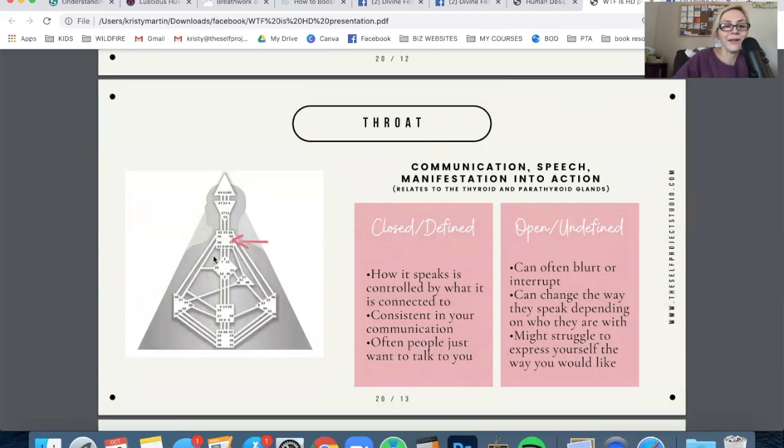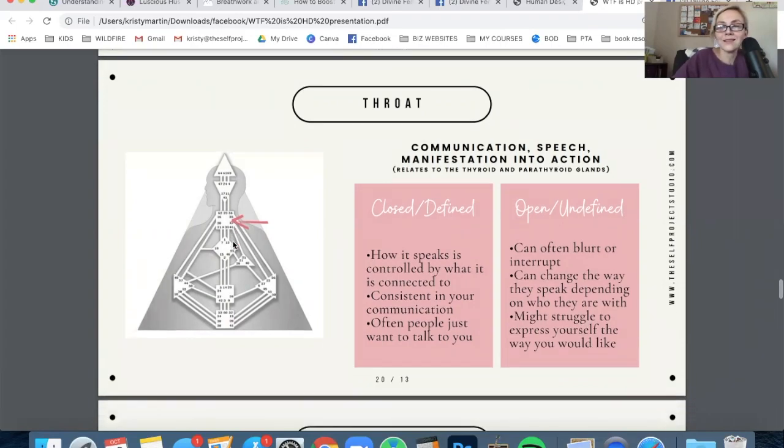Your throat is going to be this top square, right in the middle there of the neck. This is the center related to communication, speech, and manifestation into action. This is where we manifest. So this relates to the thyroid and parathyroid glands anatomically.